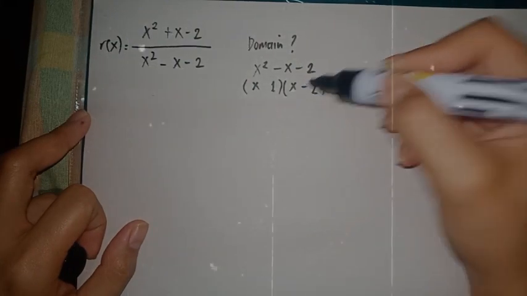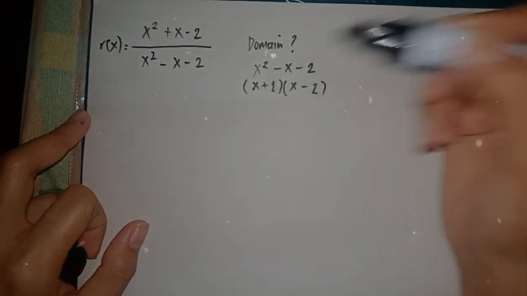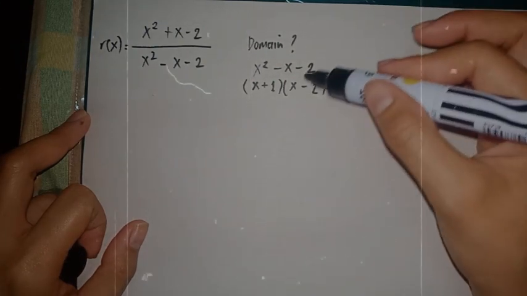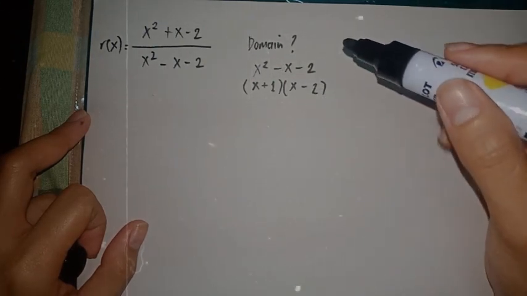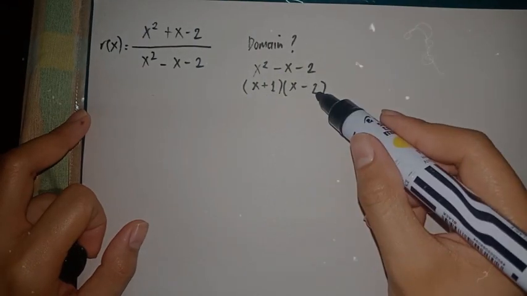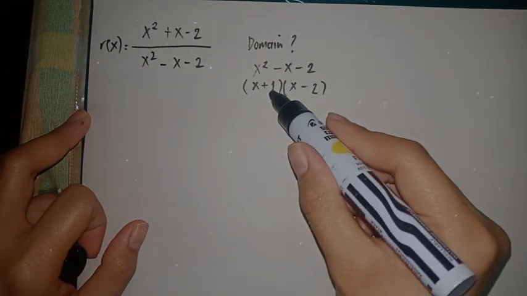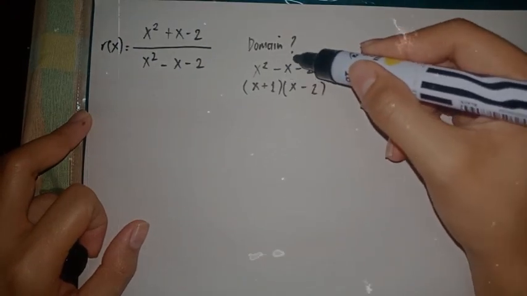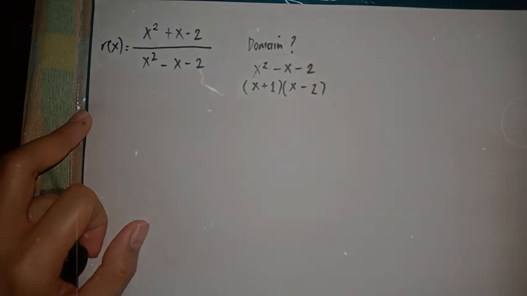So this is negative and this is positive. Now again, if you want to check if our factors are correct, you just have to multiply. Multiply positive 1 and negative 2, that is negative 2. Then add, it will result with negative 1, and that is the same as our middle term. So therefore, our factors are correct.